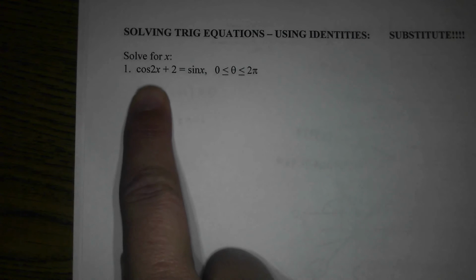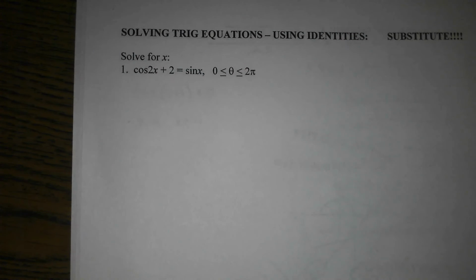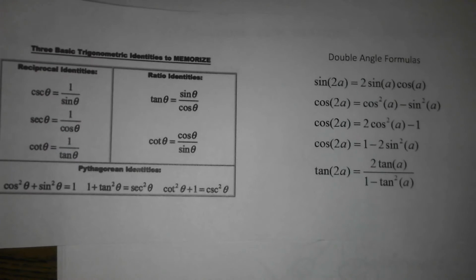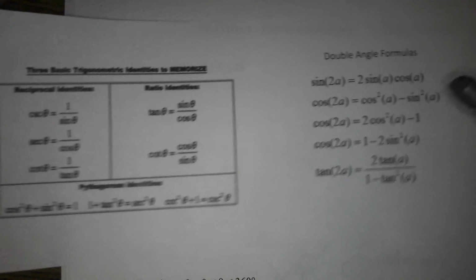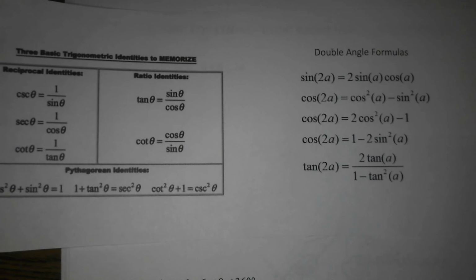We're still solving. It's just sometimes now, if you look at this one, we have a mixture of cosines and sines. So you're going to get your reference sheet again, and you may have to use stuff from this as is necessary. So this is the little handout I gave you for your last test.